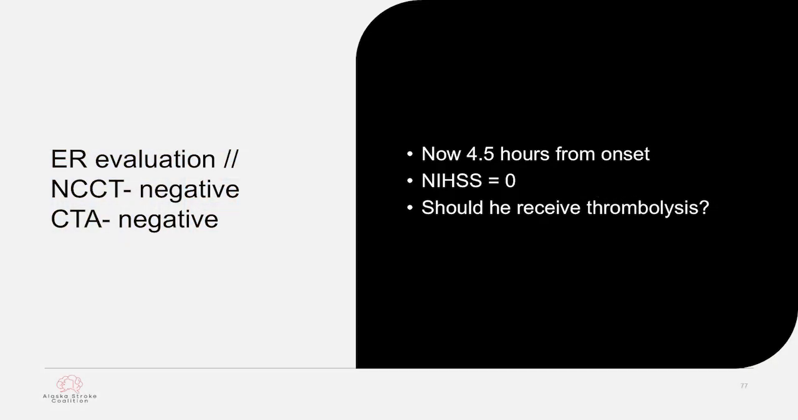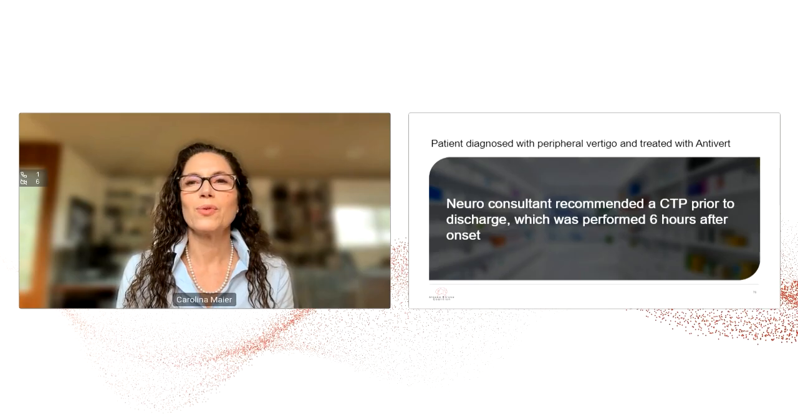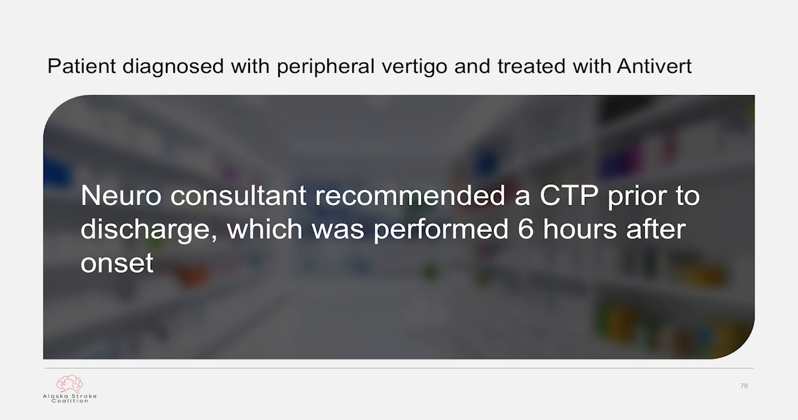And should this patient receive thrombolysis? I think we've just talked about that a little bit, and there's hesitation here. So let's find out what else is going on with this patient. This patient was diagnosed with peripheral vertigo and treated with Antivert. The neuroconsultant recommended a CT perfusion prior to discharge, which was performed 6 hours after onset.